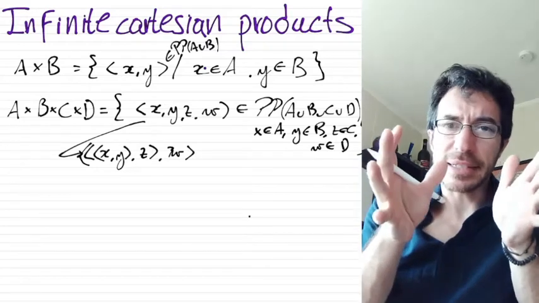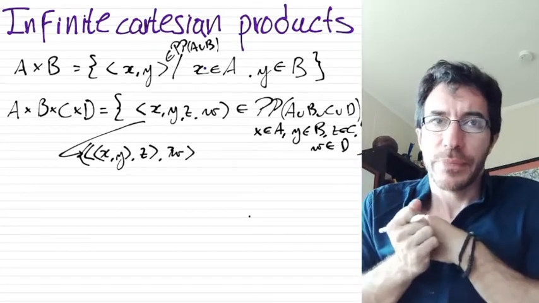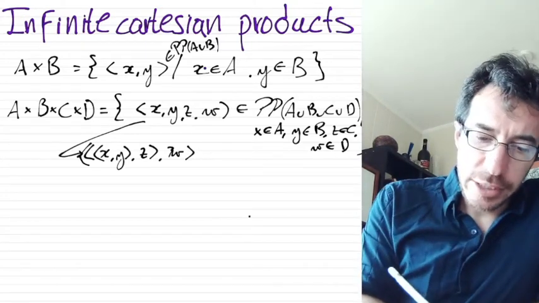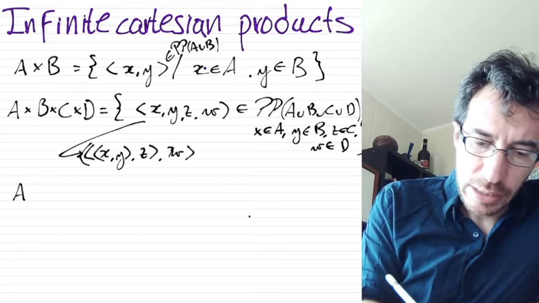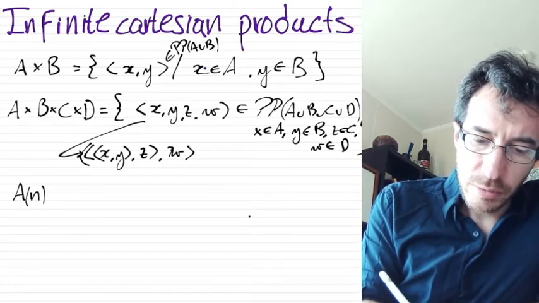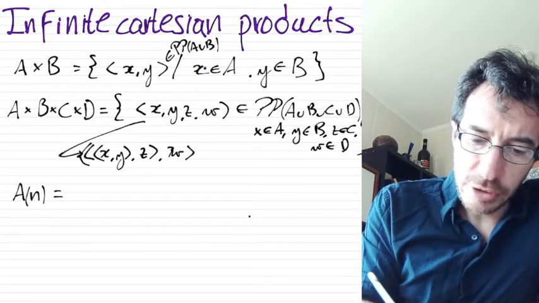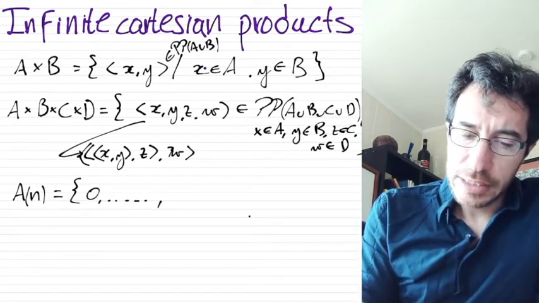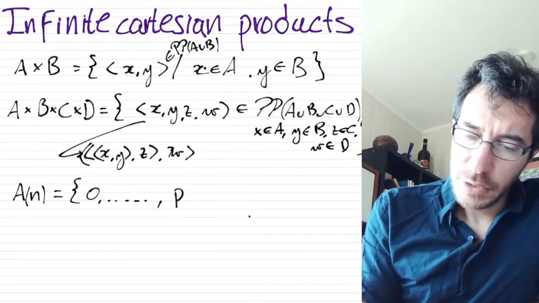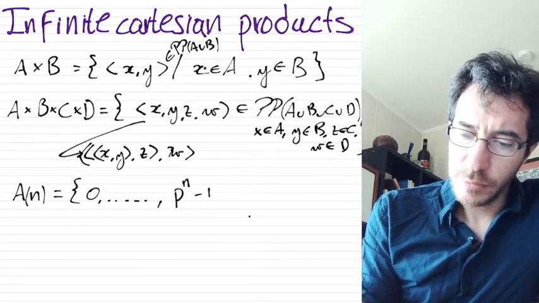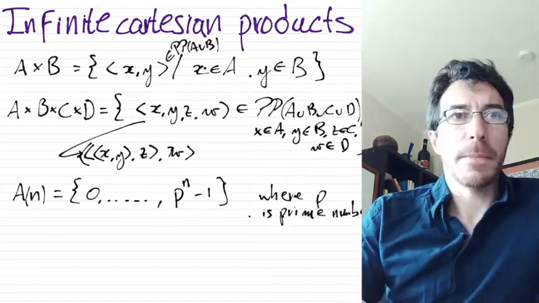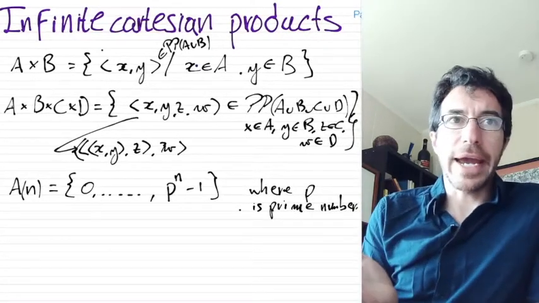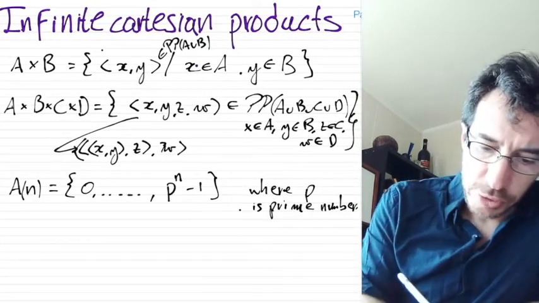Now I want to ask how we define a Cartesian product between infinitely many sets. So suppose we have sets A sub n, where this set is the set of all the elements from 0 to, let's say, p to the n minus 1, where p is a prime number. Make the screen a little bit bigger so you can see that. Okay, and we want to define the Cartesian product of all these sets.